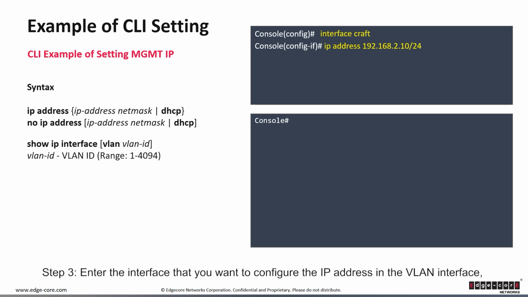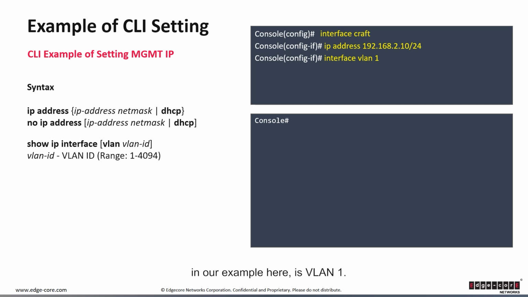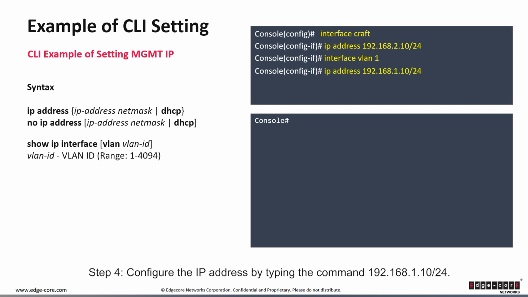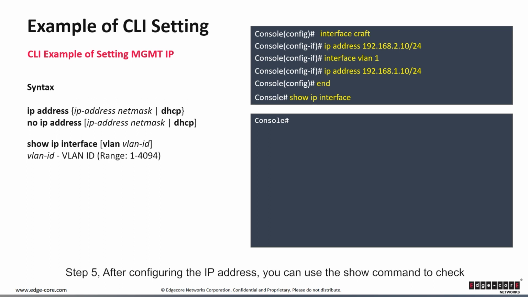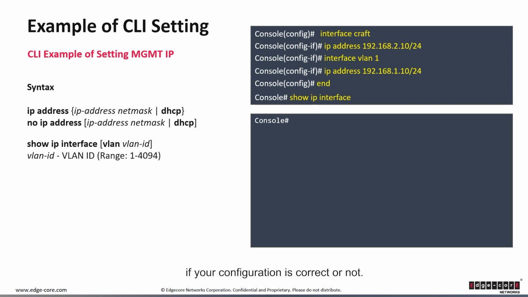192.168.2.10/24. Step 3. Enter the interface that you want to configure the IP address in the VLAN interface. In our example here, it is VLAN 1. Step 4. Configure the IP address by typing the command 192.168.1.10/24. Step 5. After configuring the IP address, you can use the show command to check if your configuration is correct or not.